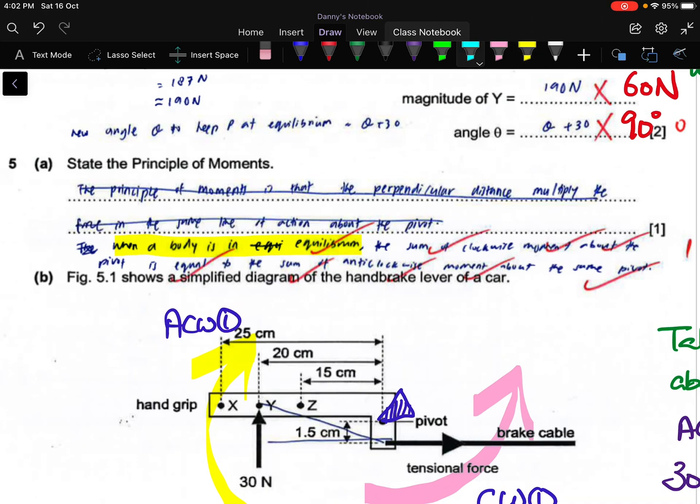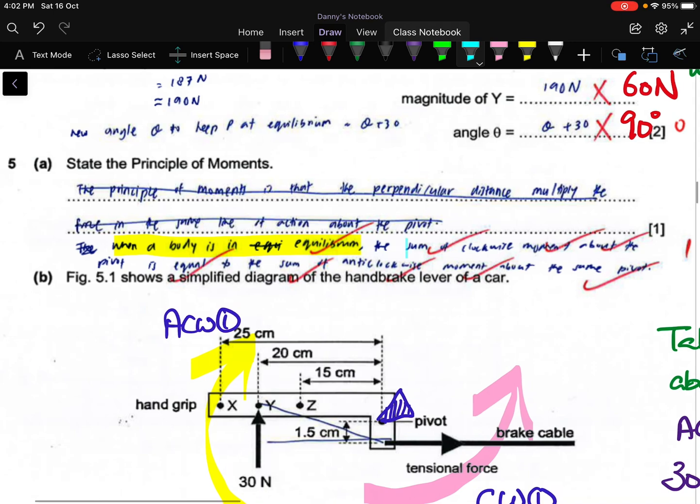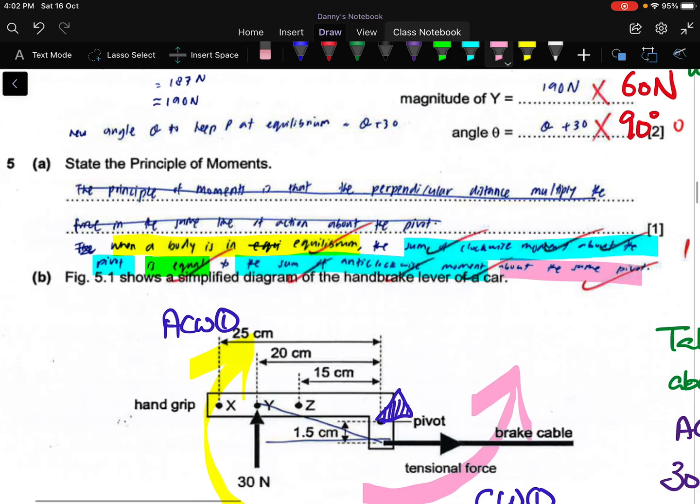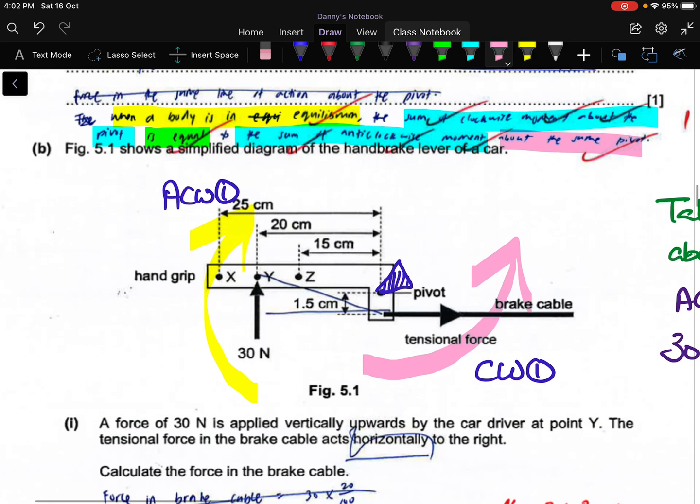Then after that, you need to highlight to me that it is not just 1 or 2 clockwise moments, but it is the sum of clockwise moments about the pivot. And this sum of clockwise moments about the pivot needs to be equal to the sum of anti-clockwise moments about the same pivot. Okay, so you need to have all 1, 2, 3, 4, 5 components in order to get it right.